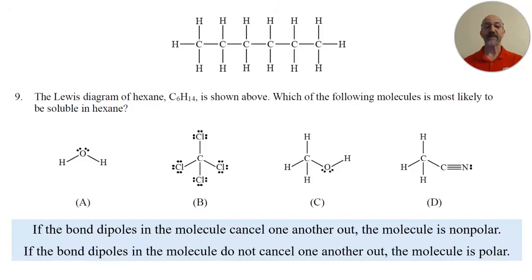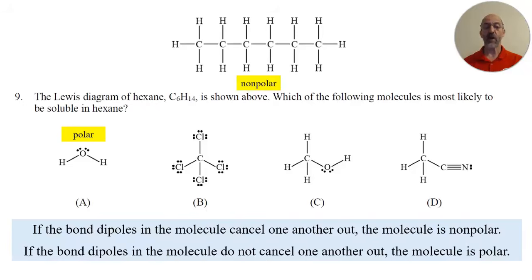And that's what I see for C6H14, for hexane. There's a lot of symmetry in C6H14. All of the bond dipoles cancel one another out. So hexane is classified as nonpolar. So what I'm looking for is another nonpolar molecule to form favorable attractions with molecules of hexane. As you already know, water, which is a bent molecule, is polar. So the bond dipoles in the molecule do not cancel one another out.